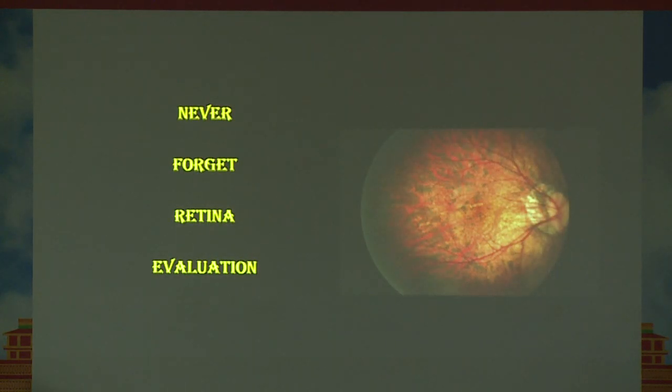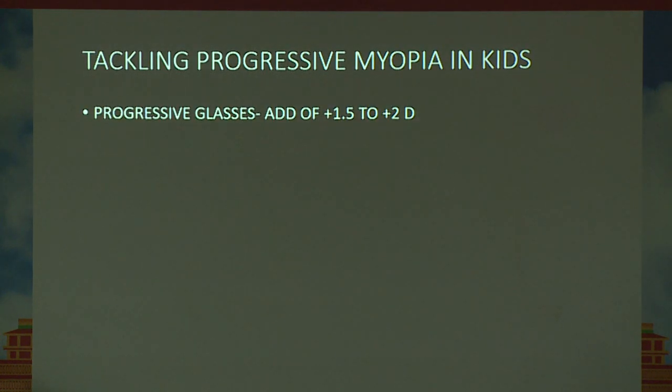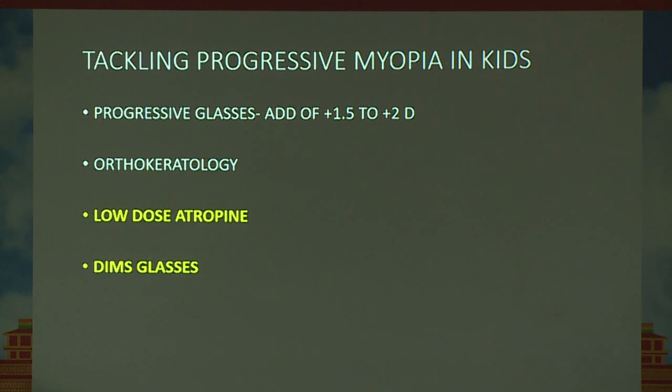And never forget retina evaluation. Children with as little as minus 4 diopters have been noted to have lattice degeneration in the periphery, which can be disastrous to the child in later follow-ups. So for progressive myopia, multiple ways are available to tackle it. The two most common ones used are low dose atropine, and now the DIMS glasses have been used. That is beyond the topic of this talk.